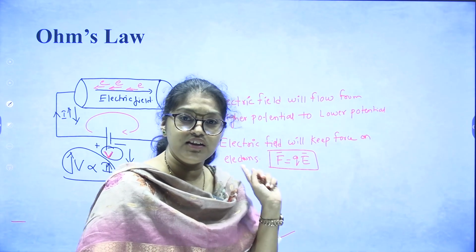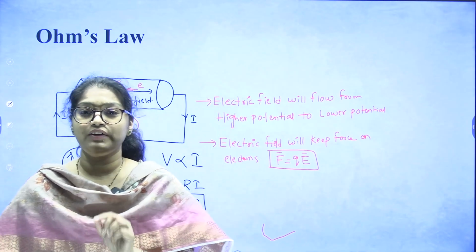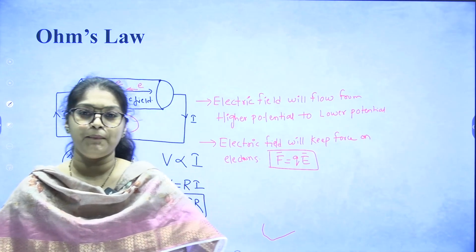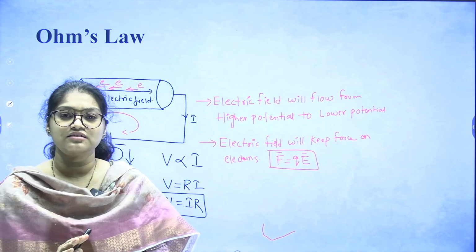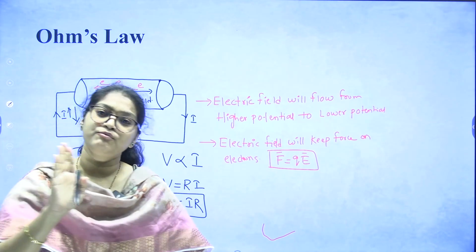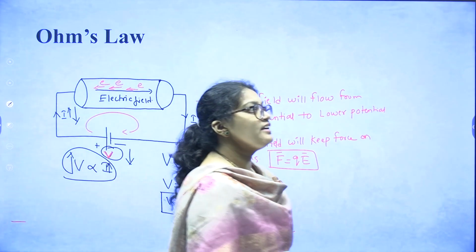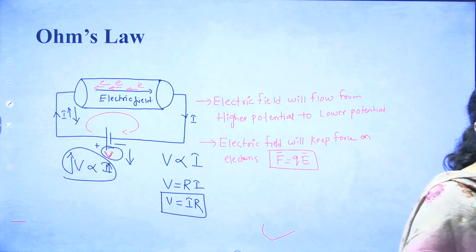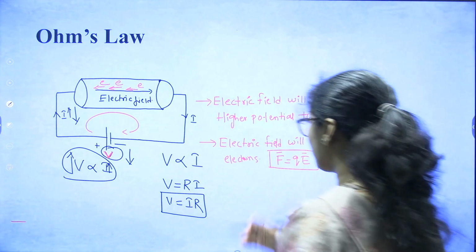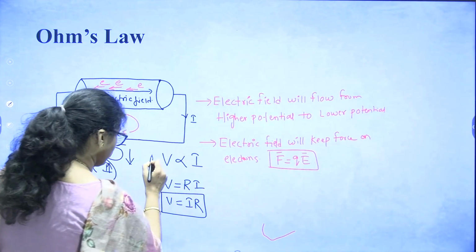In the same way, in this scenario, electric field will keep a force on the electrons to move. Simple. Electric field is telling the electrons to move. How? It is applying some force. So I can write a formula like F is equal to Q into E bar. Now, I have already said this about this also.